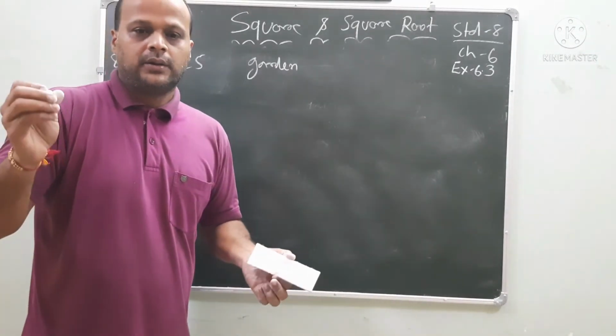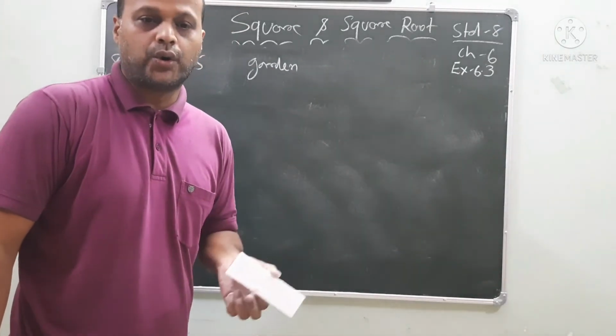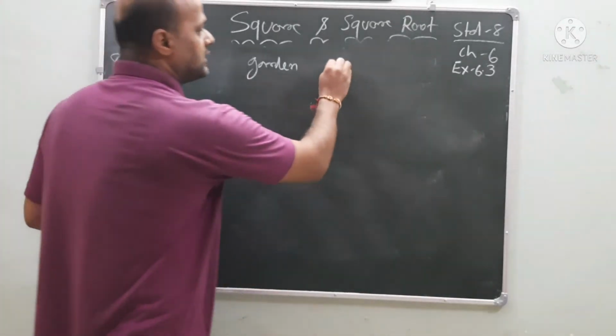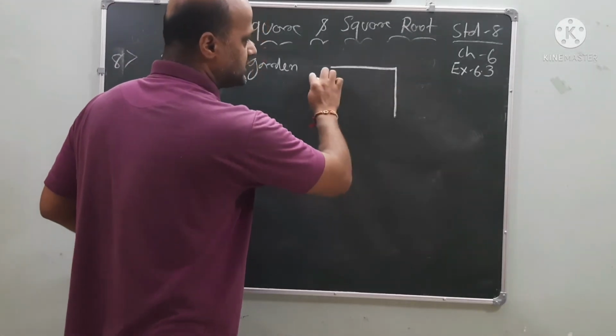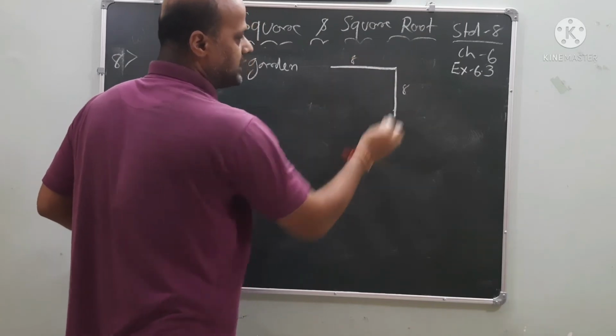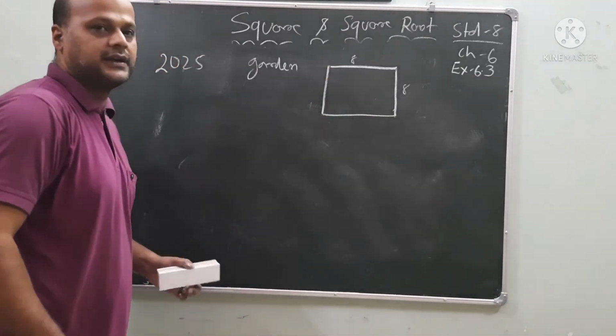Plant in a garden in such a way that each row contains as many plants as each column. It means the number of rows and number of columns are equal. This is called row, this is called column. Means if this side is 8, this side is also 8. Like this manner you have to plant it.